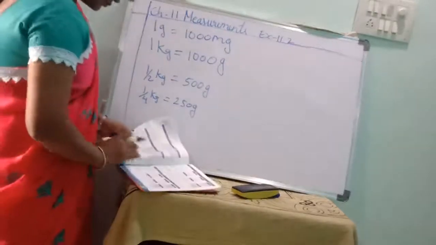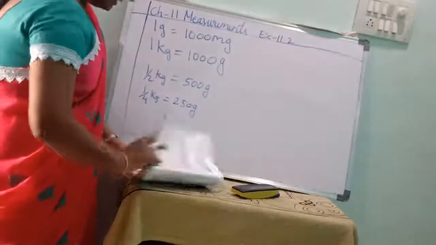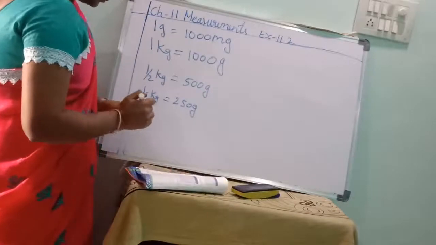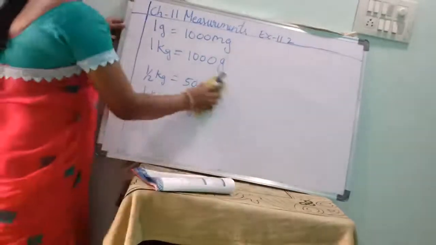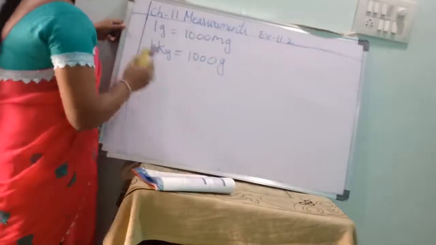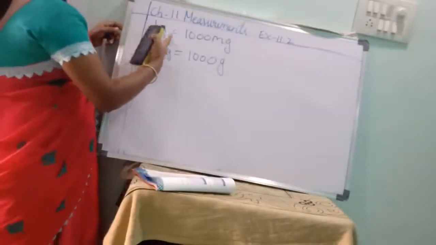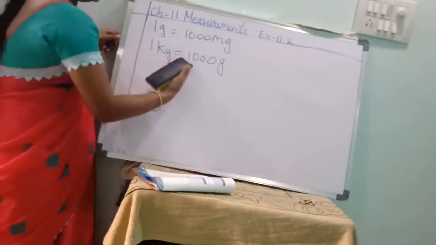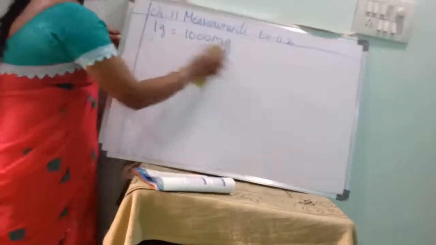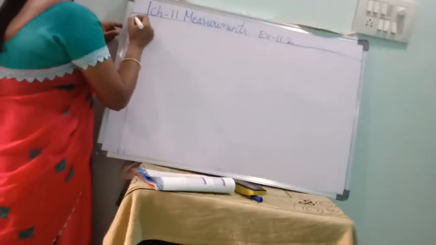Next. Listen. Converting kgs into grams. First of all, you should know this. 1 gram is equal to 1000 mg. 1 kg is equal to 1000 grams. Like that you should know. If you know that, you can convert easily. Understood, children?